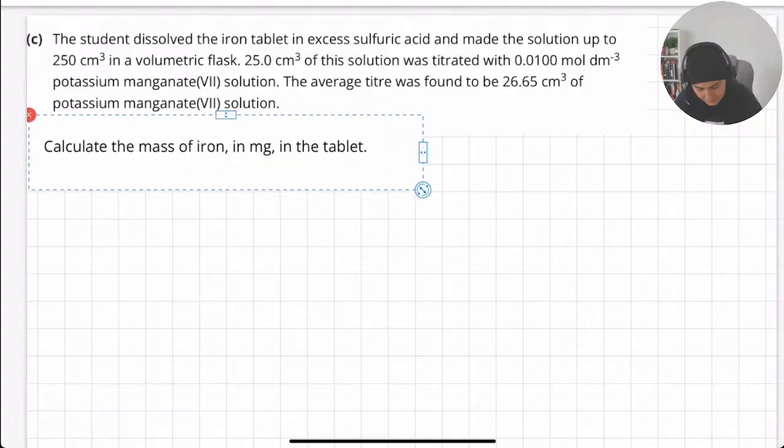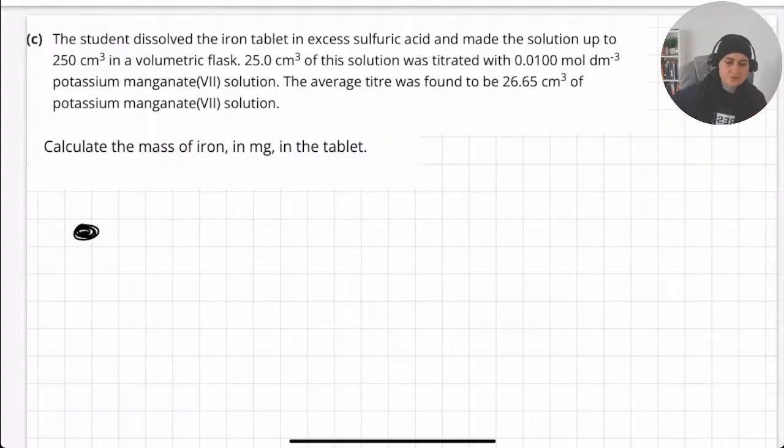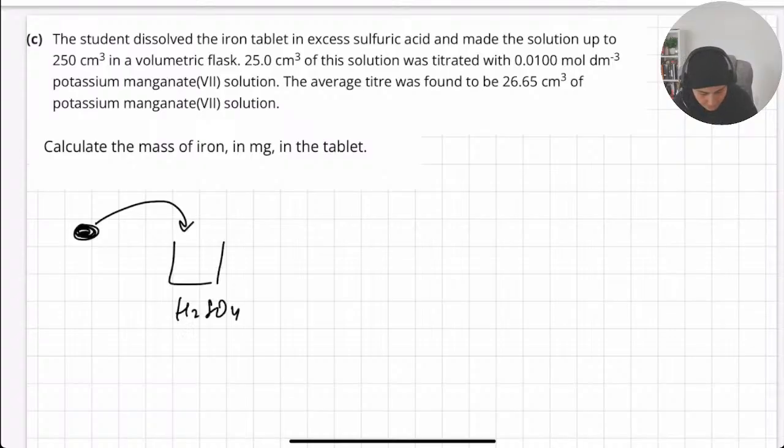Right, well, let's see. So the student has a tablet. Let's draw it out. So there is a tablet of iron that contains iron 2 plus and something else. And then we dissolve it in sulfuric acid, and the solution is made up to 250 cubic centimeters. So that's 250 cubic centimeters, iron 2 plus dissolved in sulfuric acid. And then we take 25 cubic centimeters of this solution, which was titrated.